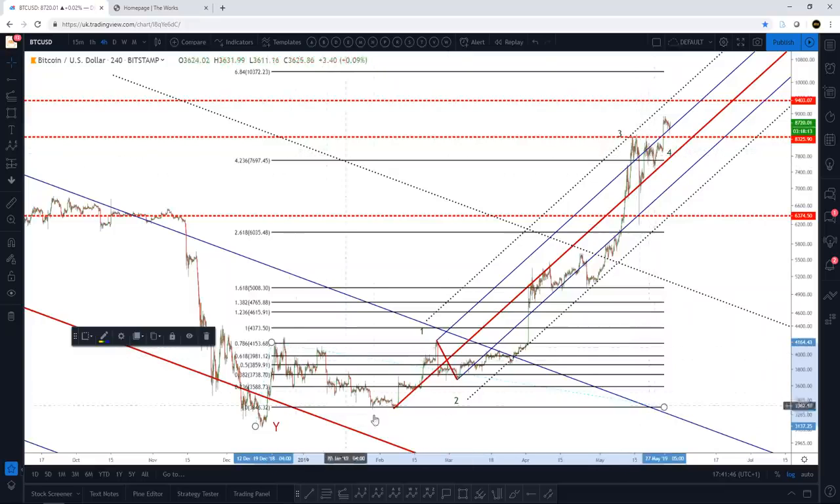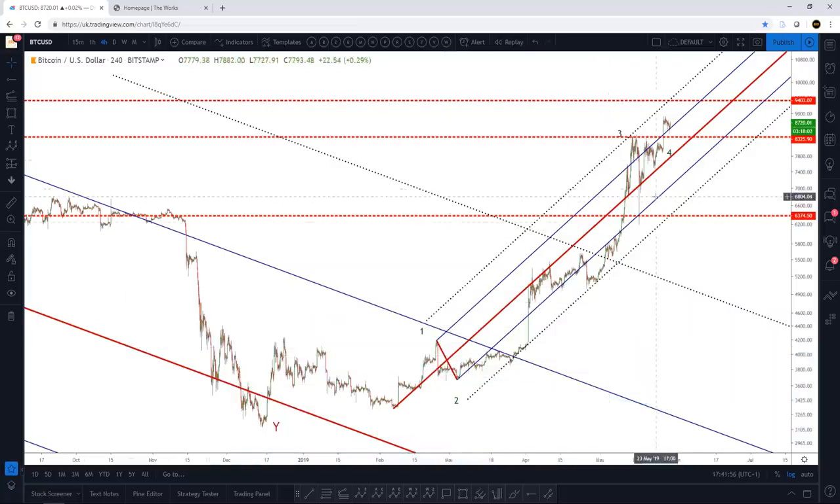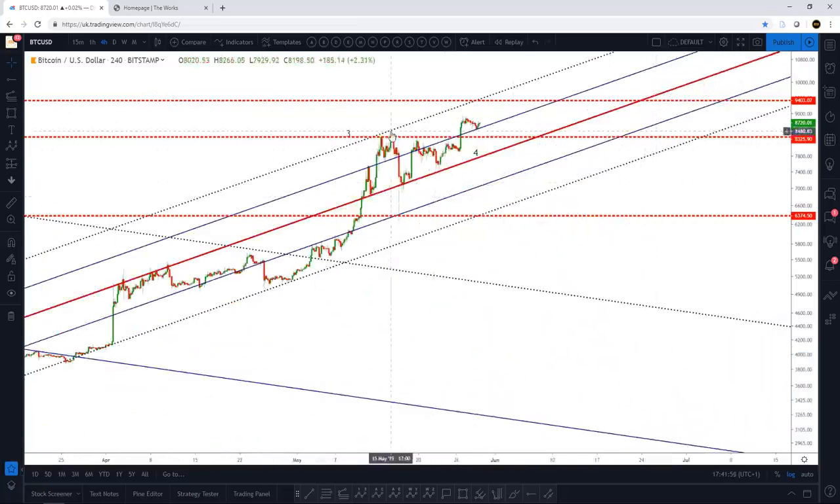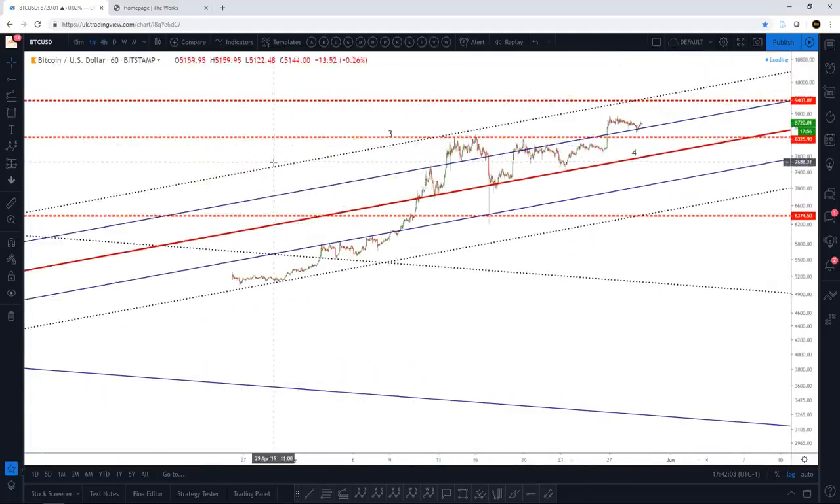If this is wave 2, you'd expect wave 4 to go on a bit longer than this, in which case there's an argument that wave 4 has not finished. It could be, for example, a running flat. So let's go on the hourly chart to see it better, but you could have a wave 4 where this is 3 waves down and this is 3 waves up, and now we're going to see our C wave, which is 5 waves down.